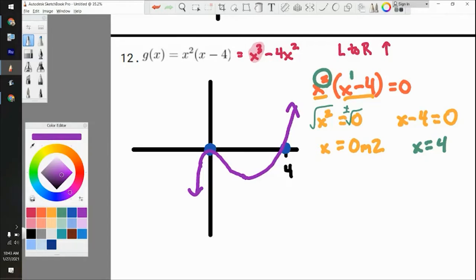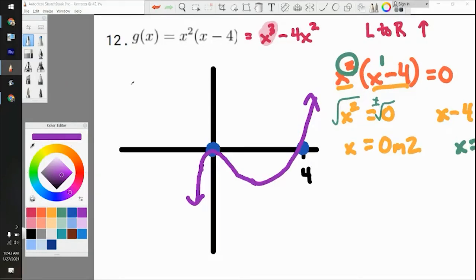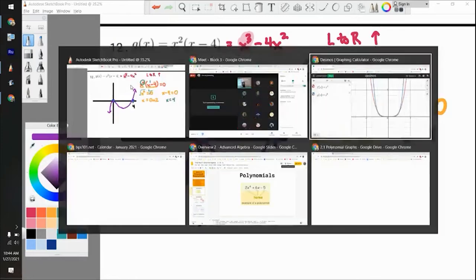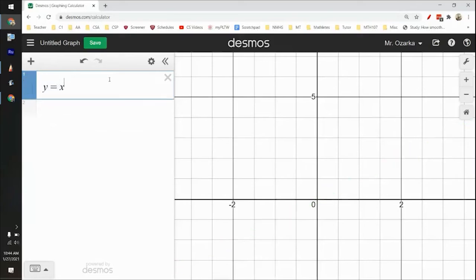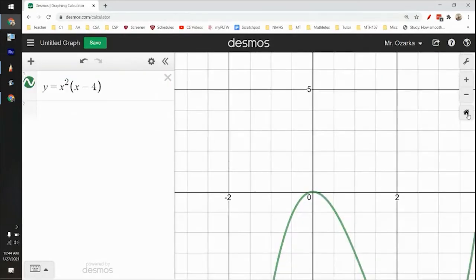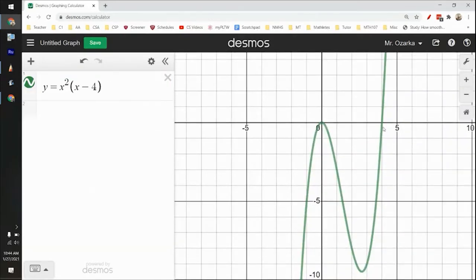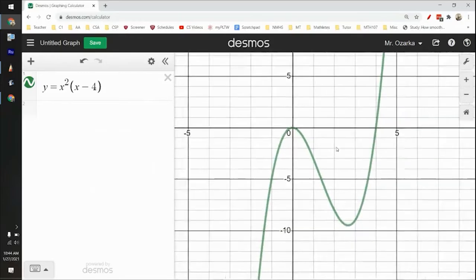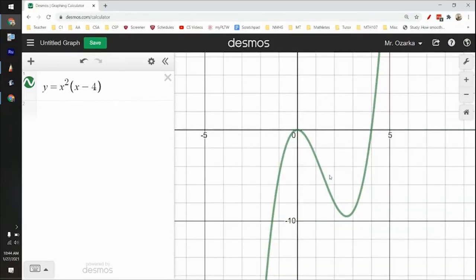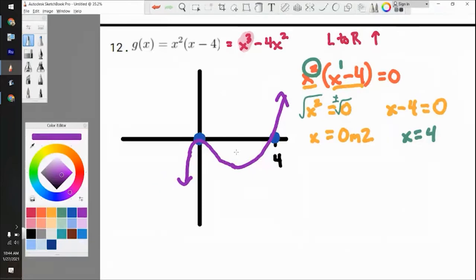Are there any questions on this? All right, just for fun, let's graph it. So y equals x squared times x minus 4. It doesn't look like ours, but that's because I had to zoom out. It crosses at 4 here, it bounces at 0. Obviously, this looks way better than our graph. Well, my graph, maybe other people wrote graphs really awesome, but there you go.